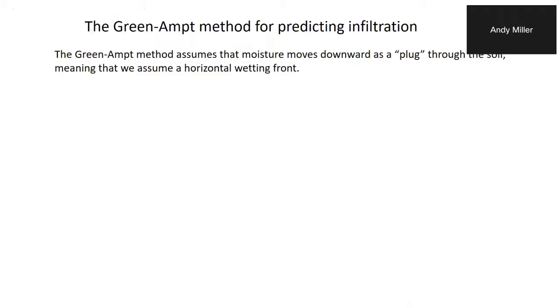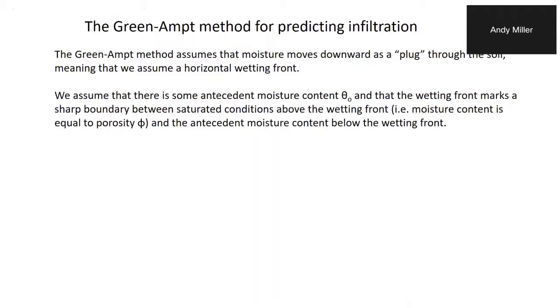So if you've got essentially the assumption that you have a horizontal wetting front, and that above the wetting front it's saturated, and below the wetting front it's whatever the ambient moisture content was before it started raining, that's one of the fundamental assumptions of the Green-Ampt method. We also assume there's some antecedent moisture content, we'll call it theta zero. That's the moisture content of the soil before it started raining. The wetting front marks a sharp boundary between saturated conditions above the wetting front, where the moisture content is equal to the porosity, it's just saturated, right? And the antecedent moisture content below the wetting front.